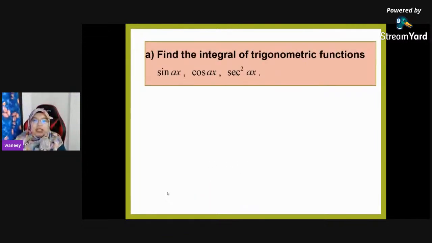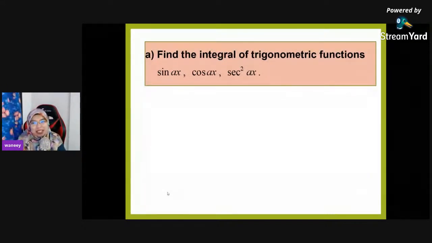Alright, so find the integral of trigonometric function. So this one is also something that is very basic. So we got to learn 3 trigonometric function: sine, cos, as well as secant square. So sine, cos and secant square. So we don't have tangent. What if we don't have tangent? Dan dia tak masuk dalam basic lah. Kalau dia tak ada dalam ni, dia bukan basic. Tu je.